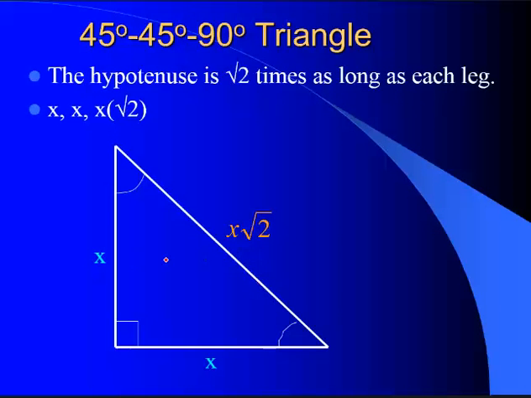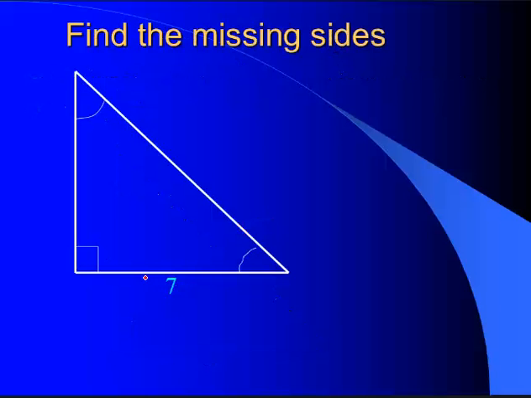Okay, so again, this is the general pattern for a 45, 45, 90 degree triangle. You need to know how to use it. Okay, so find the missing sides. What is this leg over here going to be if it's 45, 45, 90? If it is an isosceles right triangle, this has to be 7. And then all I'm going to do is put what after it? Square root 2. So there we go.